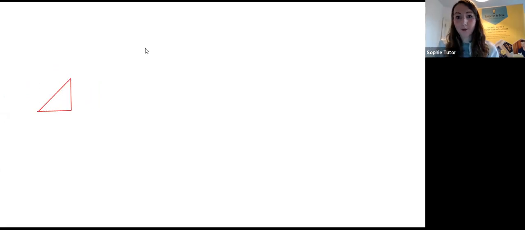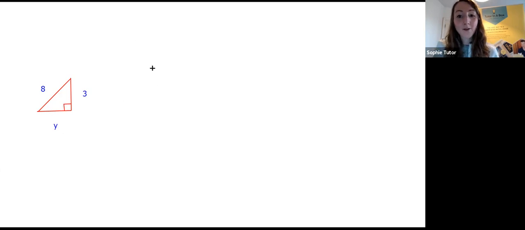Let's label them. We are going to have this one as 8. Let's have this one as 3. And let's say we want to find out the bottom length, which is y. And again, our right angle is here. Now, how do we know it's Pythagoras? Well, it's a right-angled triangle, number 1. And number 2, we're only looking at sides. There's no angles involved. So we know it's going to be Pythagoras.